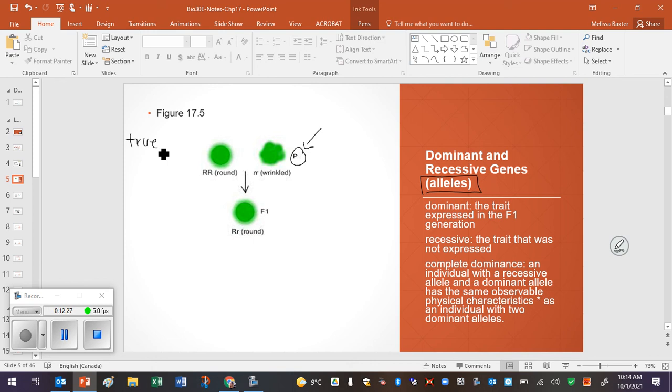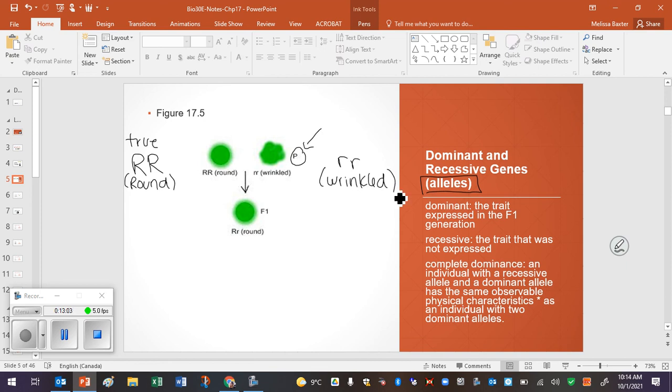The one on the left has 2 capital R's, and I'll just write it a bit bigger here. This particular plant had a round seed shape. Now, Mendel wouldn't have known ahead of time that round was dominant, but the reason I'm writing the capital letter is because he discovered that it is. The plant on the right, over here, it says 2 little r's, and its shape was wrinkled.